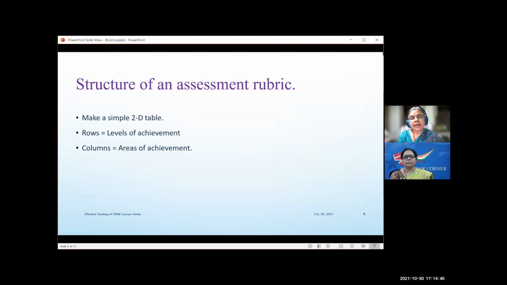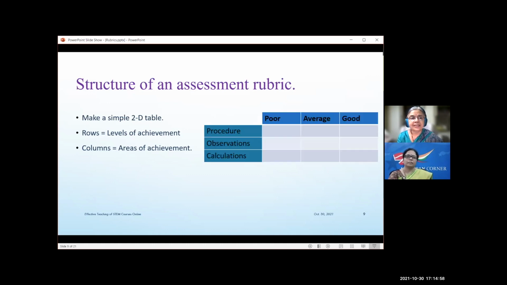Okay, so I'll talk about how to make an assessment rubric, because I think they are more valuable. It's simply a table. All the rows are the levels of achievement and the columns are the areas of achievement. I think I have switched this. I'm sorry. Let's see this, right? So actually the rows are the areas.